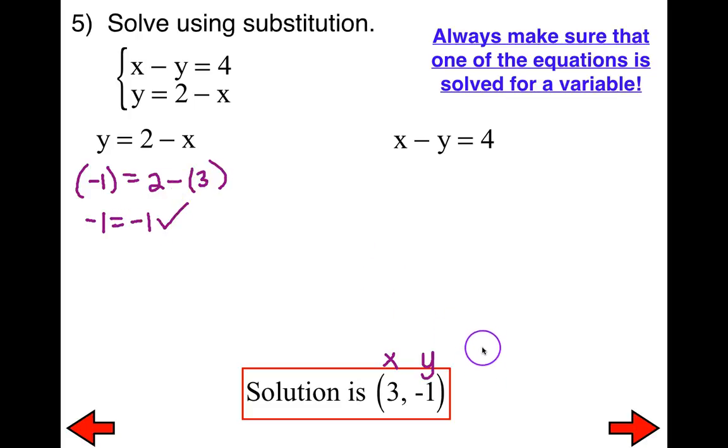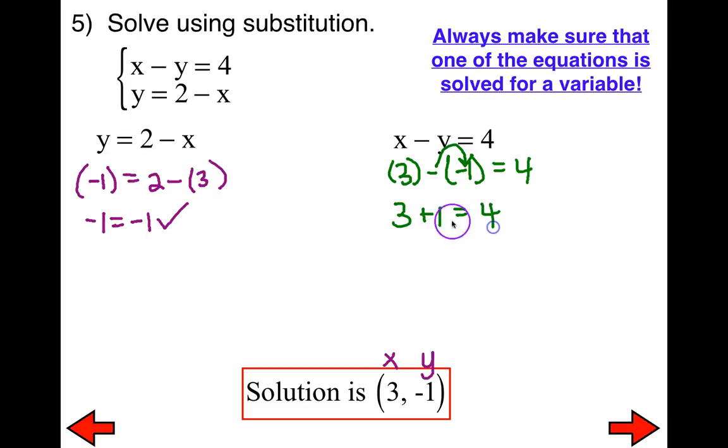So this checks out. Now I'm going to check the next one. Here the x value is 3. We're going to subtract the y value, which is negative 1. It's supposed to equal 4. So here I'm left with 3. A negative times a negative is a positive, so that's going to be plus 1 equals 4. 3 plus 1 is 4. 4 definitely equals 4. So again, I can confidently say that my solution is indeed 3 comma negative 1.